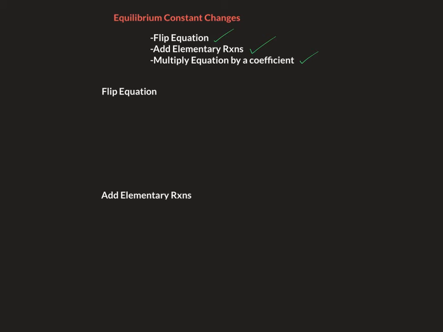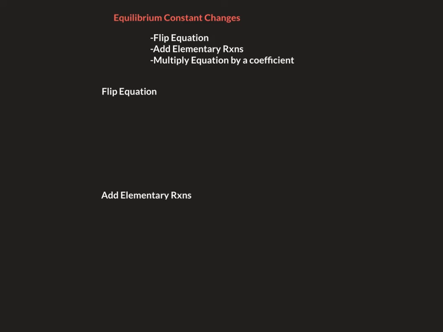And when you multiply equations by a coefficient in chapter 5, if you multiply the entire equation, so let's say it was A plus B goes to C, if you multiply everything by 3, then you would take your delta H and multiply that by 3 as well. Now, we're going to be doing something similar to that. We're not doing the exact same things that we did in chapter 5. However, it's going to be very familiar to you if you think about chapter 5.